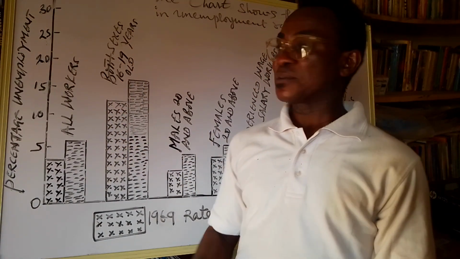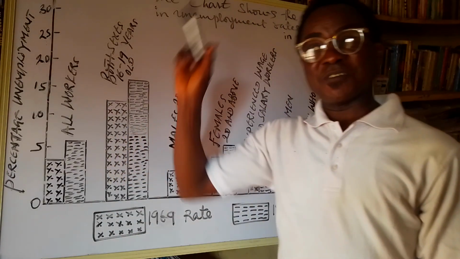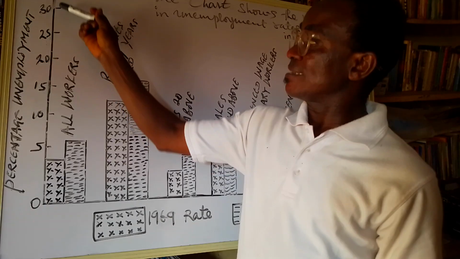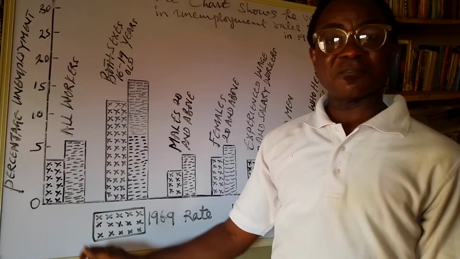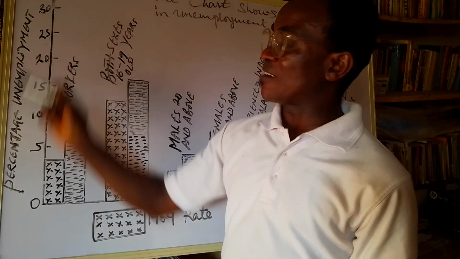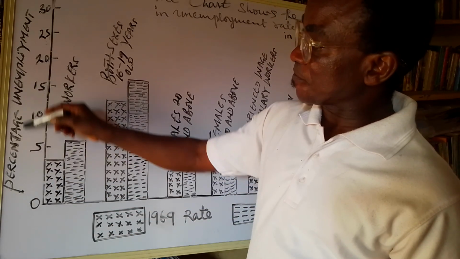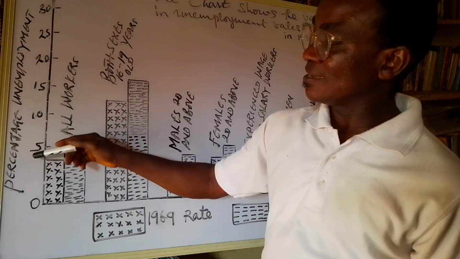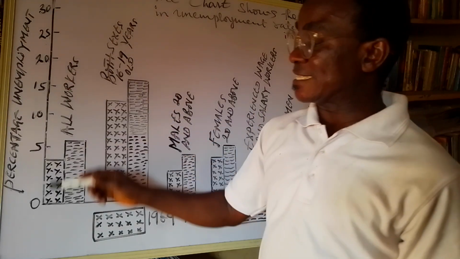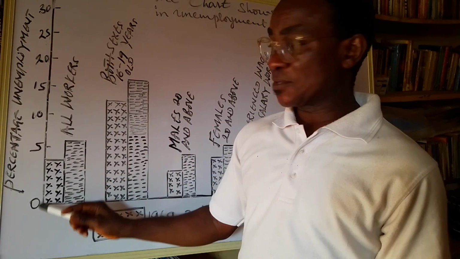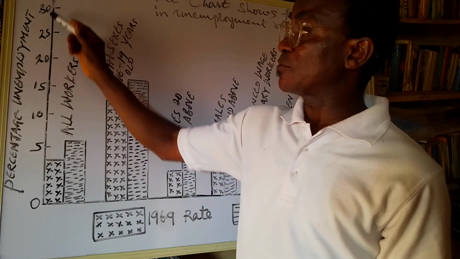Like I said earlier on, this is the vertical axis, which is called the dependent variable, or rather, it displays the dependent variables. Why are the variables dependent? For example, this axis of the chart is captioned percentage unemployment. That means it displays figures from 0 to 5 to 10 to 15 to 20 to 25 to 30 and so on.